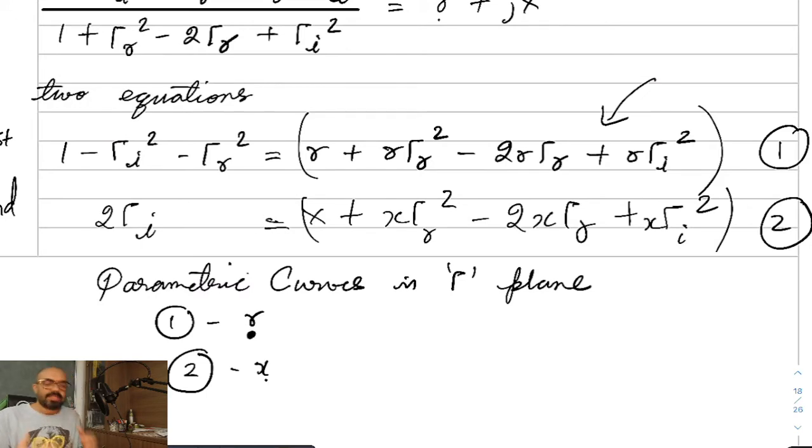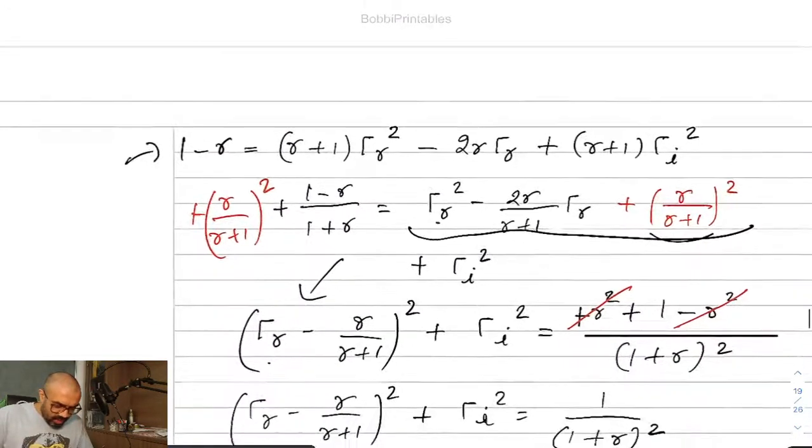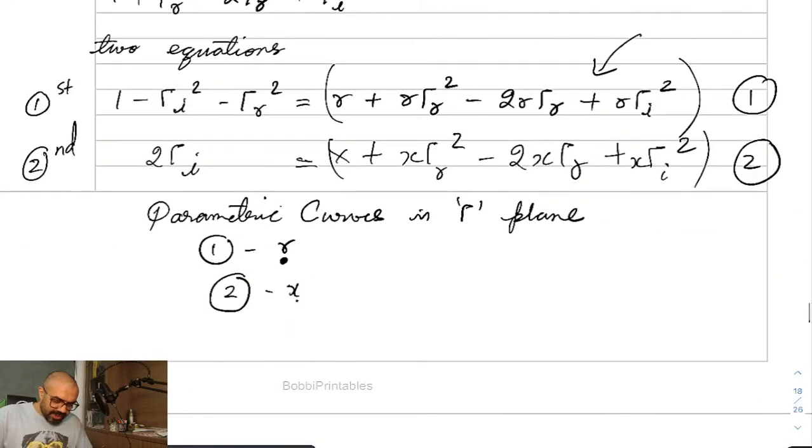And similarly, the second set of parametric curves is telling you the locus of all gamma points that you can obtain with a fixed value of reactance. So it can be anything plus j fixed reactance, for example. So that is how we derive these equations, and you can further simplify.